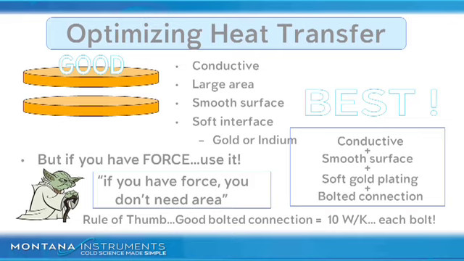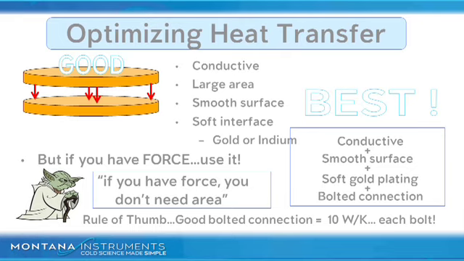A good rule of thumb is that a good bolted connection is worth about 10 watts per Kelvin. That's the conductance for each bolt. Let's put this into perspective. Consider these large surfaces here. Let's put a bolt here, here, here, and here. If we add that up, that's 40 watts per Kelvin. That's an enormous conductance due to a very high force area in each one of these locations. Note that the surface area is really not buying you much because all the conduction, 10 watts per Kelvin, is happening at the very localized high pressure areas. This is an example of why you don't need large surface areas if you have force.